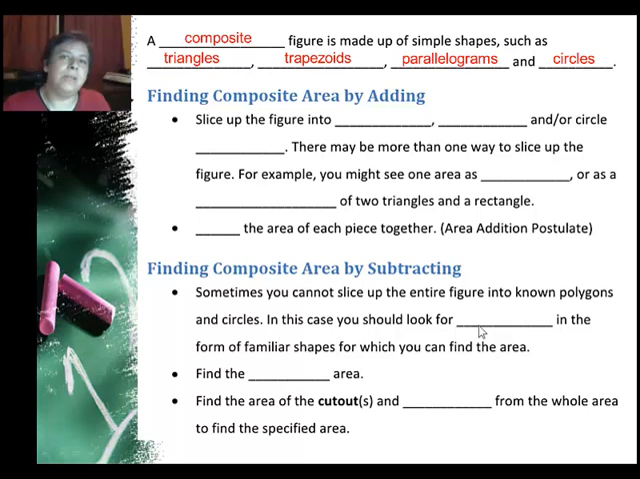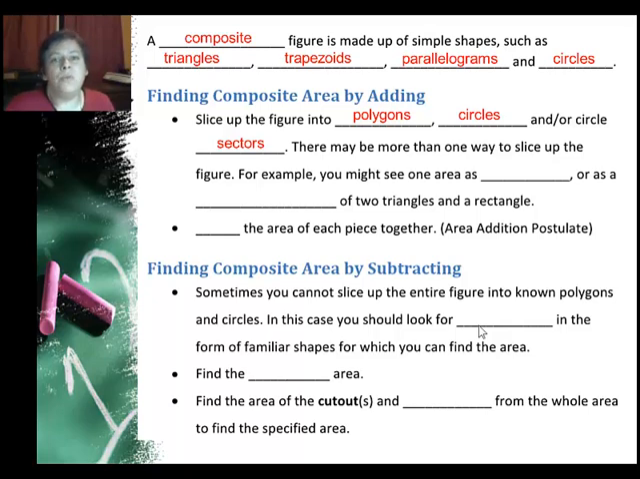There are two different ways to find the area. You can add or you can subtract. Adding is usually the simplest, but not always. And the way you do that is you slice up the figure into familiar shapes, such as polygons, which could be the trapezoids, circles, and circle sectors.